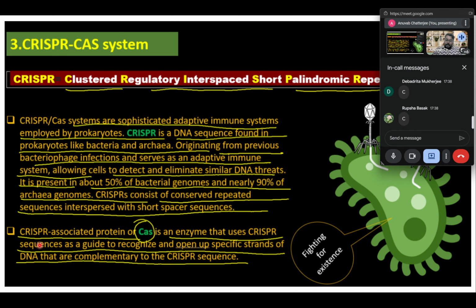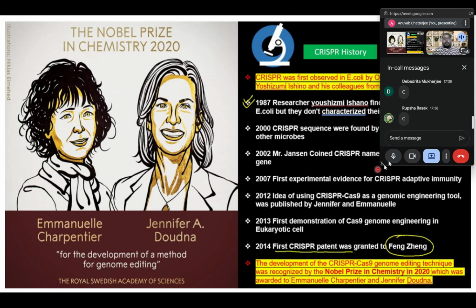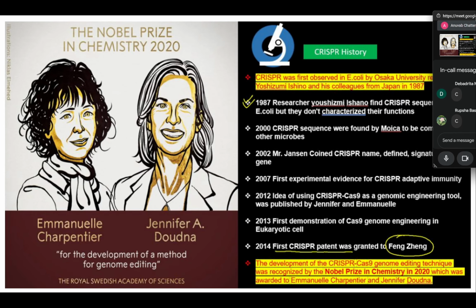And Cas is just CRISPR-associated protein. So Cas, CRISPR-associated protein, is an enzyme that uses the CRISPR sequence as a guide to recognize and open up specific strands of DNA and cut the DNA. And the Nobel Prize for Chemistry was won by Emmanuelle Charpentier and Jennifer Doudna for development of the CRISPR-Cas9 system.